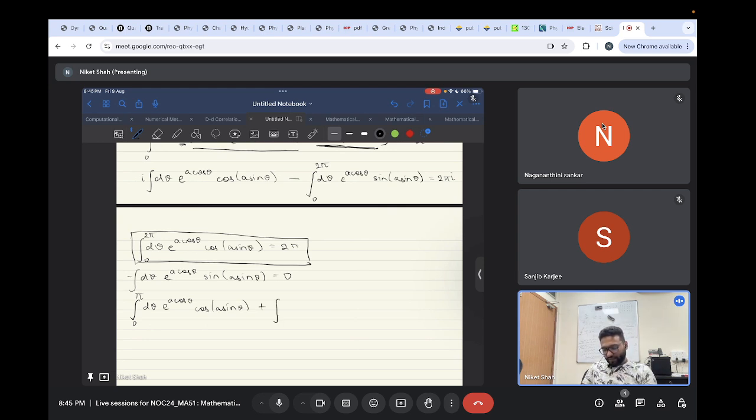So I am redefining theta prime as theta minus pi. So when theta goes from pi to 2 pi, theta prime goes from 0 to pi. So theta belongs to pi to 2 pi, in that case, theta prime belongs to 0 to pi. So for the second integral, I'm writing in terms of theta prime.